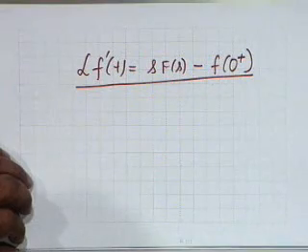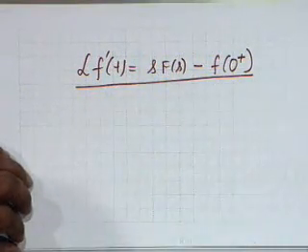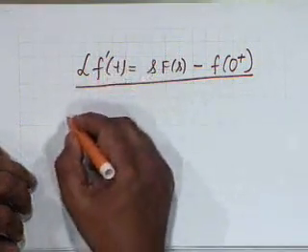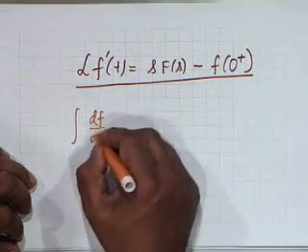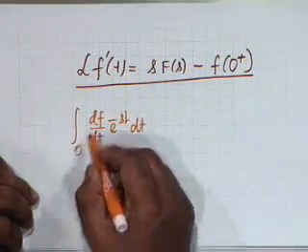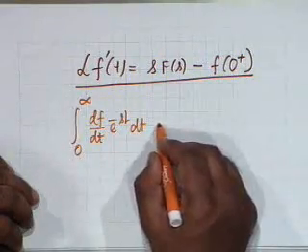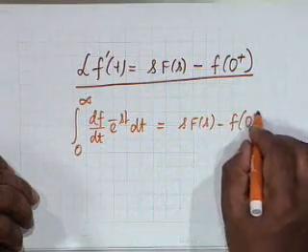Now here we go back to the definition of the Laplace transform. The left hand side is simply the integral of df/dt e to the minus st dt from 0 to infinity. This is s times F of s minus f of 0 plus.